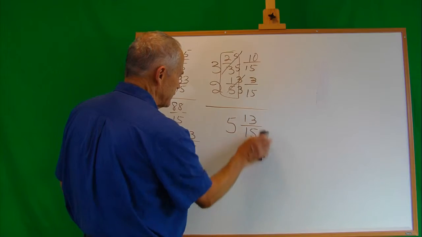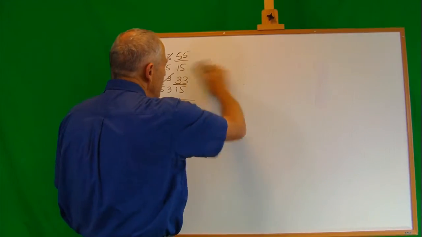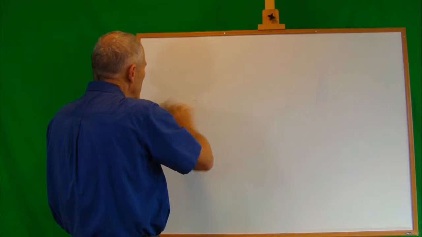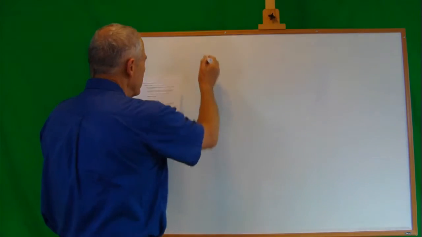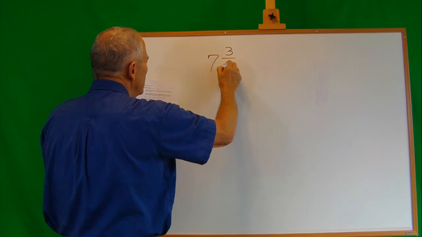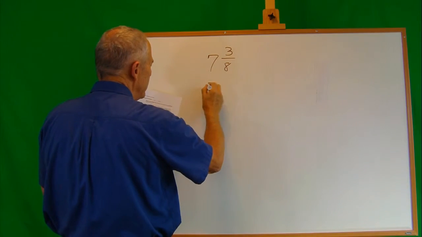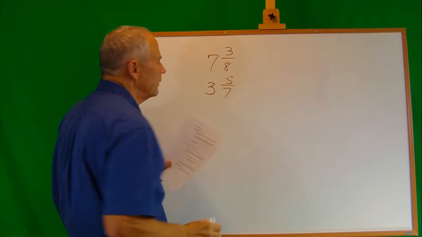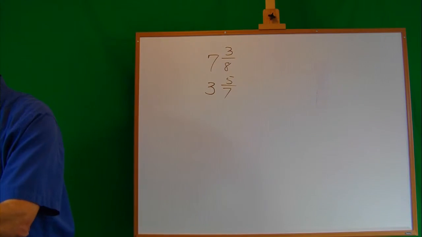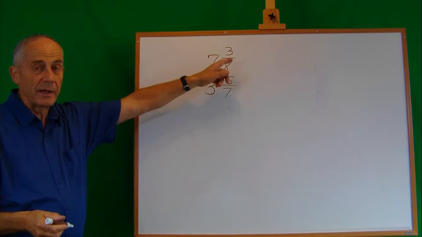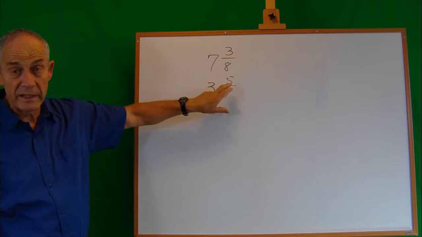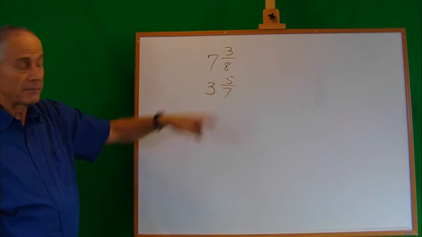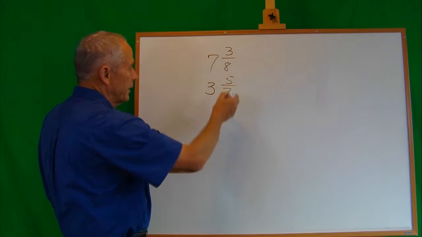Okay, let's just talk about subtraction. And it's not going to be anything different. Let's say we've got 7 3/8, and we're going to subtract 3 5/7. Okay, if you do it the way I showed first, then same thing. Now you got to remember, when we subtract, we're subtracting the whole thing. We're subtracting the 3. We're also subtracting the 5/7.